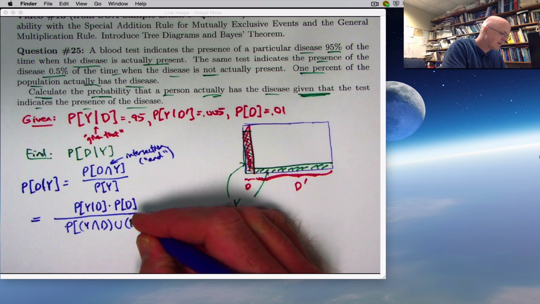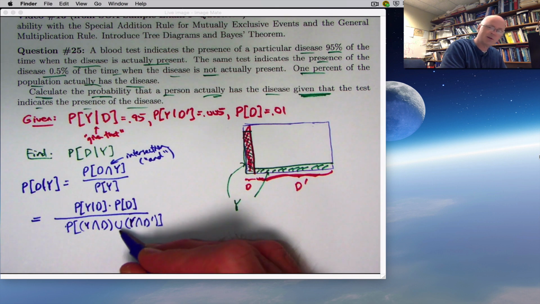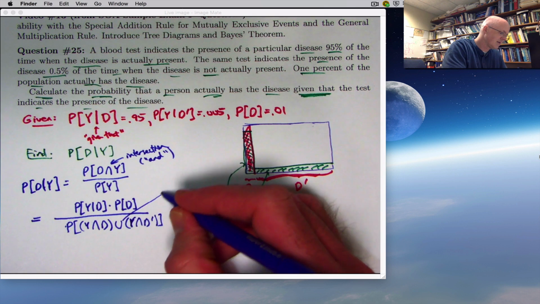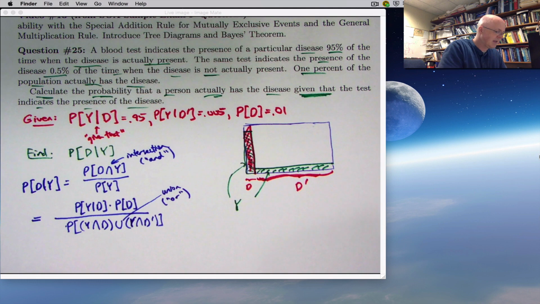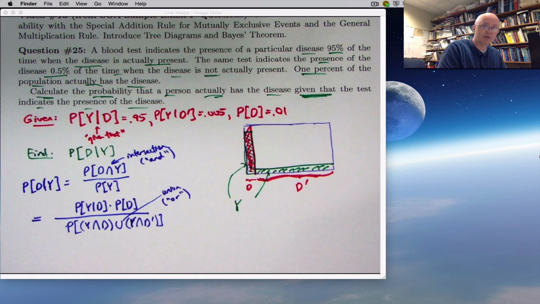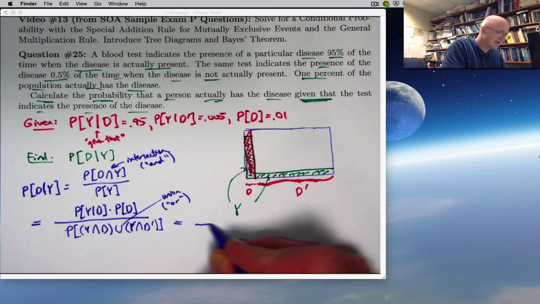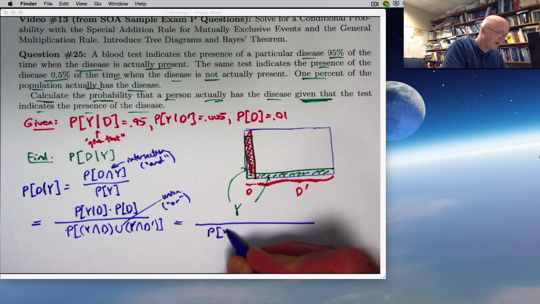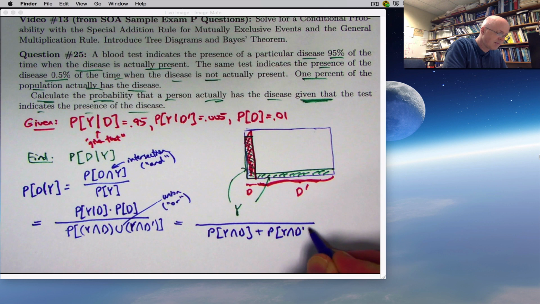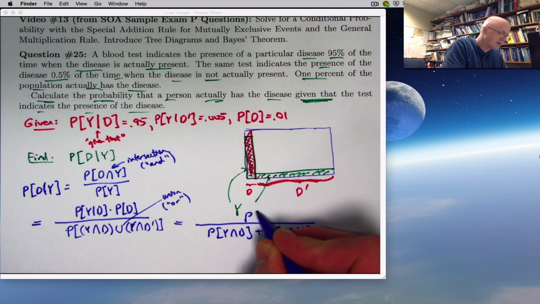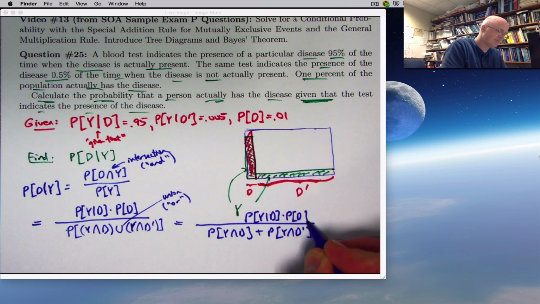And therefore they're disjoint or mutually exclusive, and therefore the probability of their union, and union really stands for "or," make that remark, is the sum of their probabilities. That's called the special addition rule for mutually exclusive events. Let's write that down here. So it's the probability of Y intersect D plus the probability of Y intersect D prime. On top I still have the conditional probability of Y given D times the unconditional probability of D.